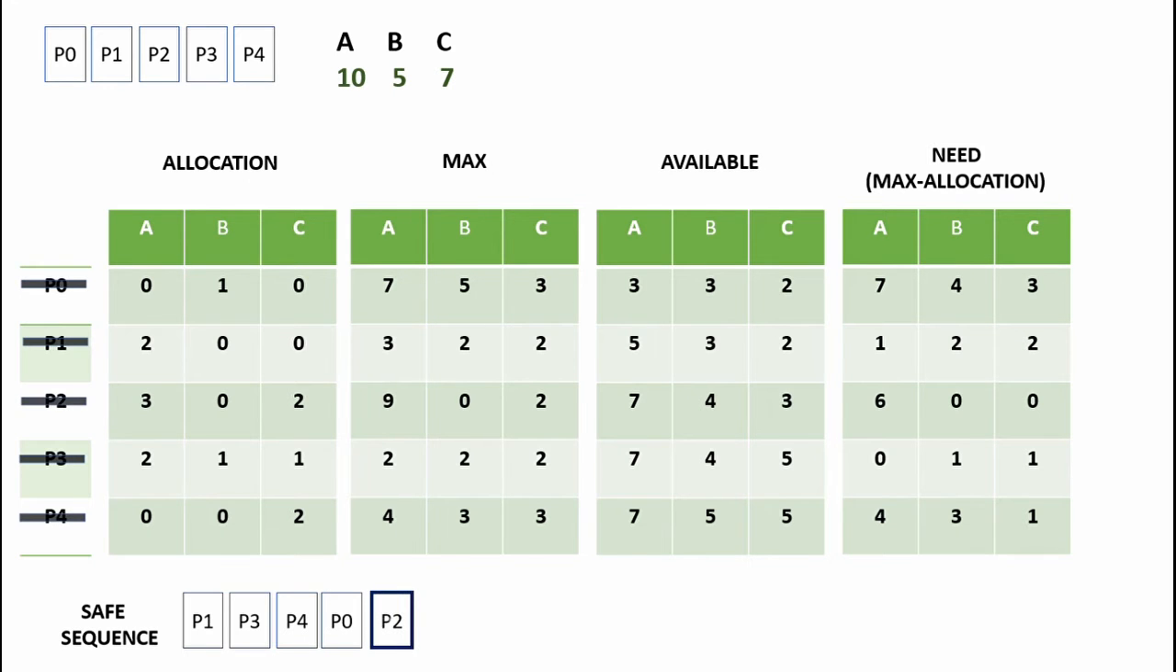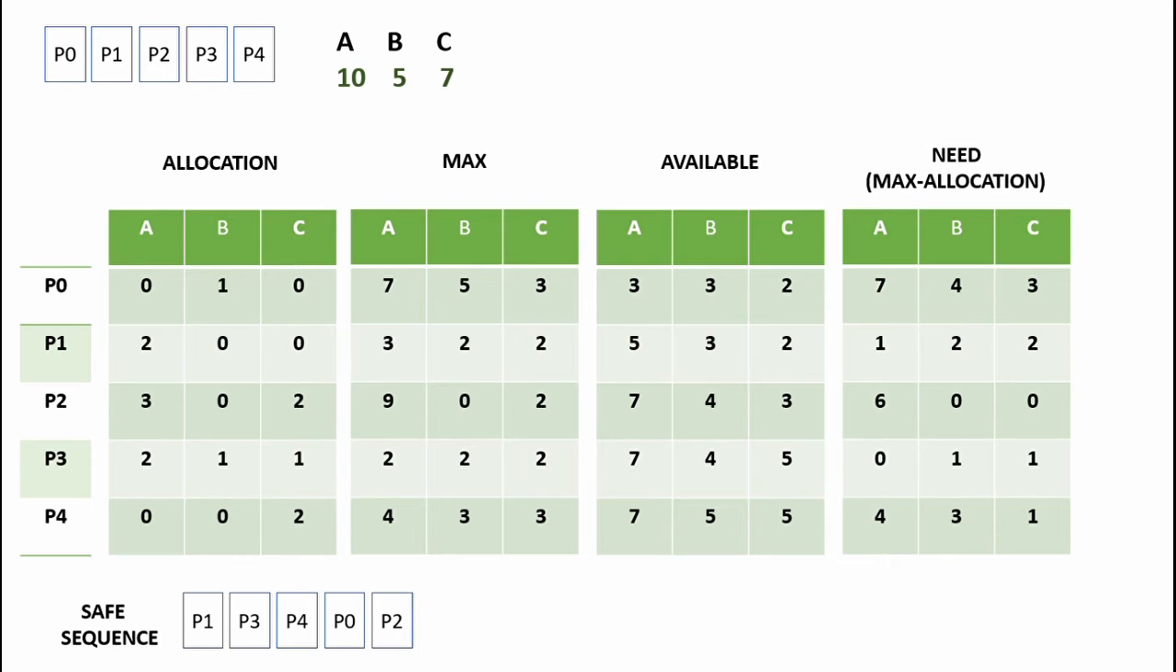Process P2 is executed and we will update the available. So 7 plus 3 is 10, 5 plus 0 is 5, and 5 plus 2 is 7. So that's great. Now the available resources are equal to the initial number of resources that we have.